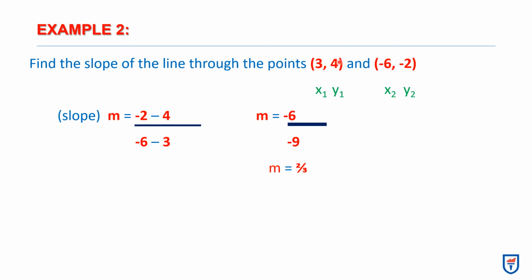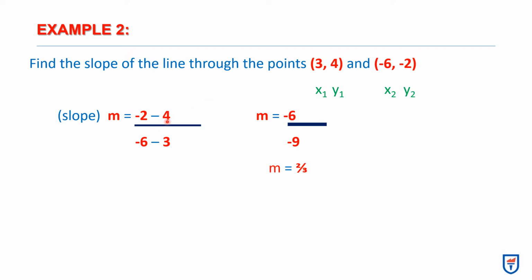In this case, we labeled our first coordinate as x1, y1, and our second one as x2, y2. When we substitute into our slope formula, we say y2, which is minus 2, minus y1, which is 4, so minus 2 minus 4, divided by x2, which is minus 6, minus x1, which is 3.